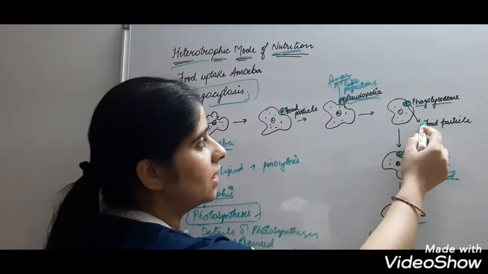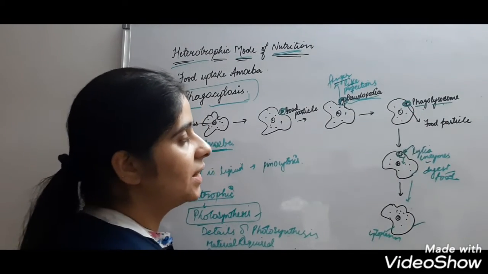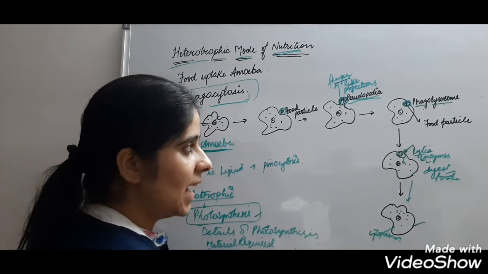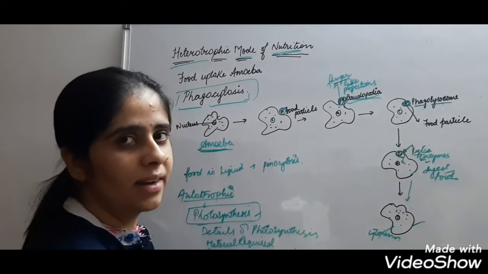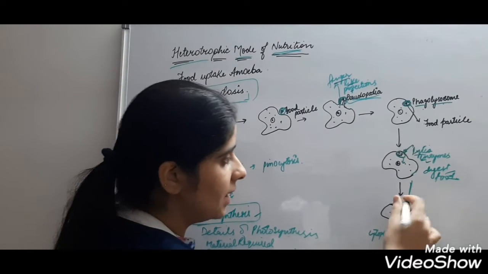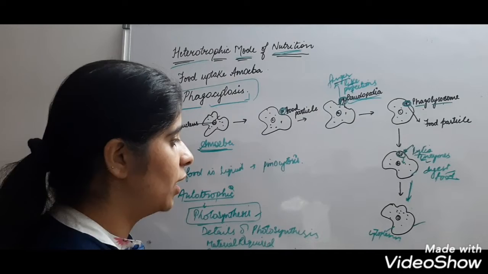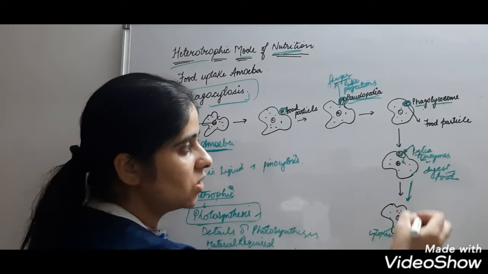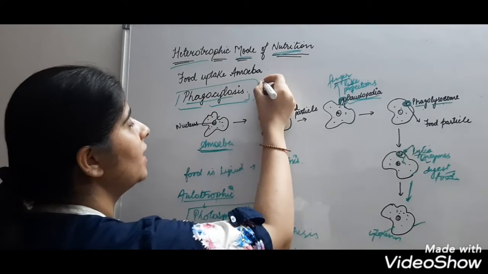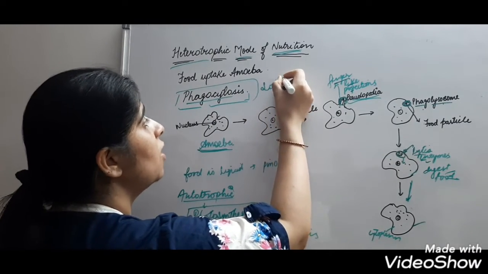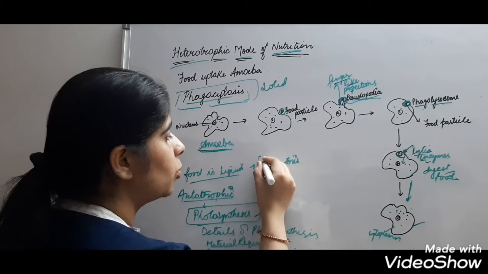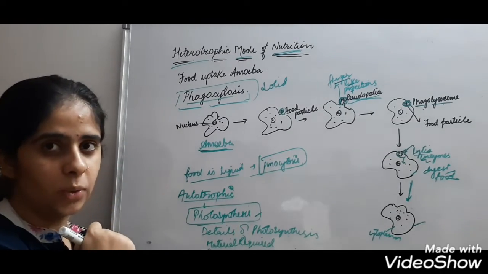The food particle is trapped in this vessel, where the lytic enzymes are released. These lytic enzymes digest the food particle, break it into smaller particles, and this is released into the cytoplasm of the amoeba. This process is known as phagocytosis. If the food is solid, then this process is known as phagocytosis, and if the food is liquid, then this process is known as pinocytosis.